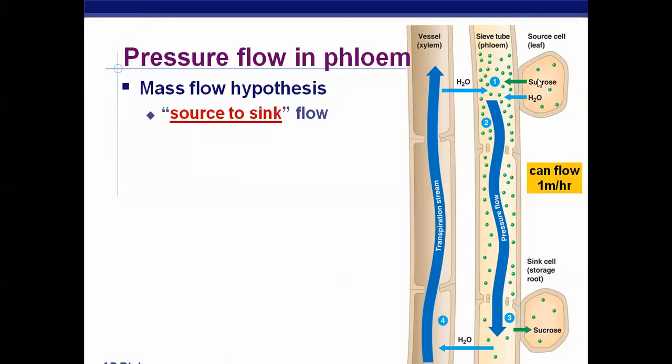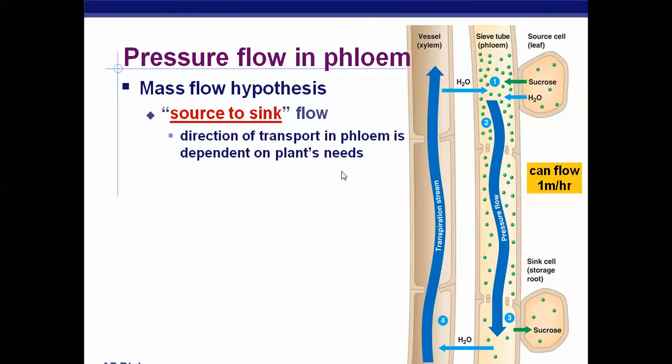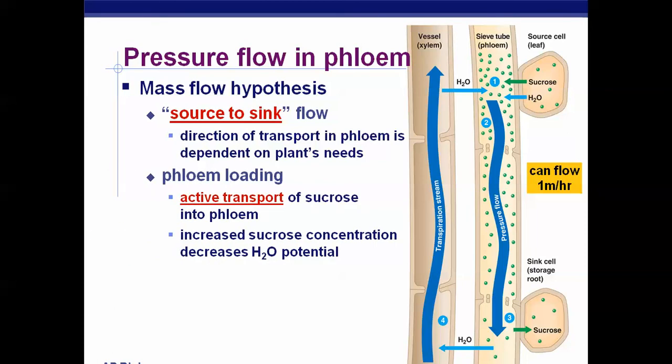So we use something called a source to sink. The source being the leaf, the sink being the root. And the direction of the transport in the phloem is dependent on the plant's needs. Of course, if it needs the sugar to go up the plant, it can do that. But in this case, we're going to look at source to sink. So the active transport of the sucrose into the phloem is what we just discussed, that co-transport with the hydrogen ions. This increases the amount of sugar in this area.